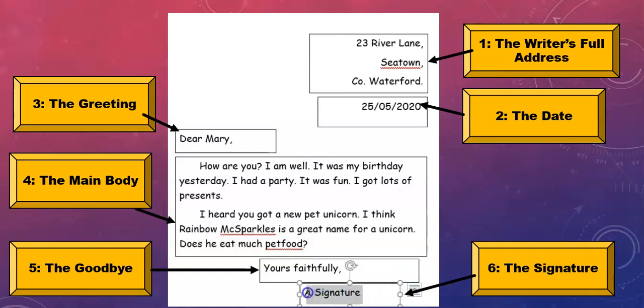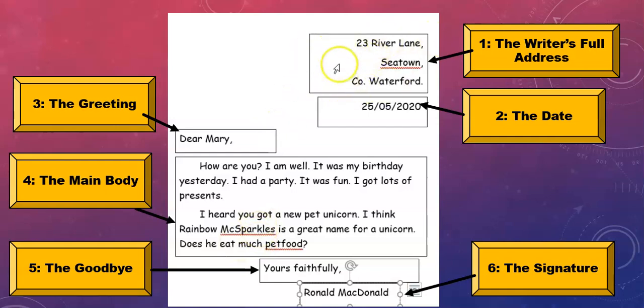And a signature is just your name. So, who's writing this letter? Ronald McDonald. R-O-N-A-L-D M-A-C-D-O-N-A-L-D. Yours faithfully, Ronald McDonald. And that is how to write a letter.